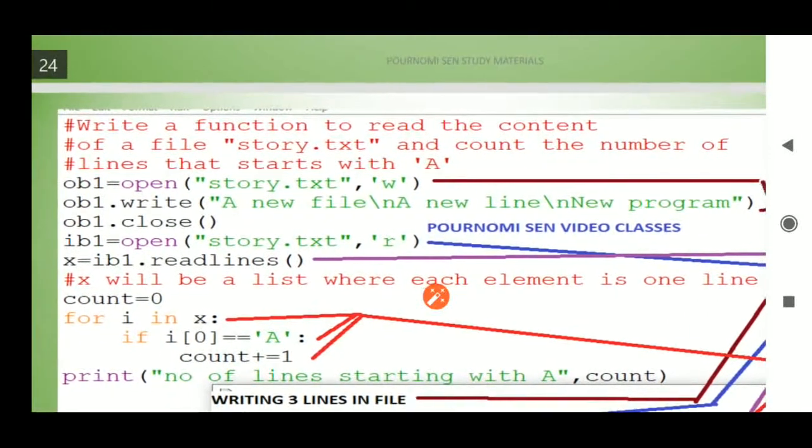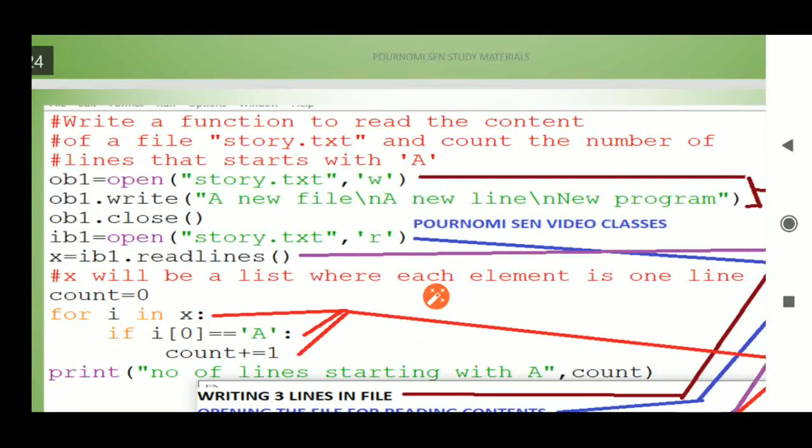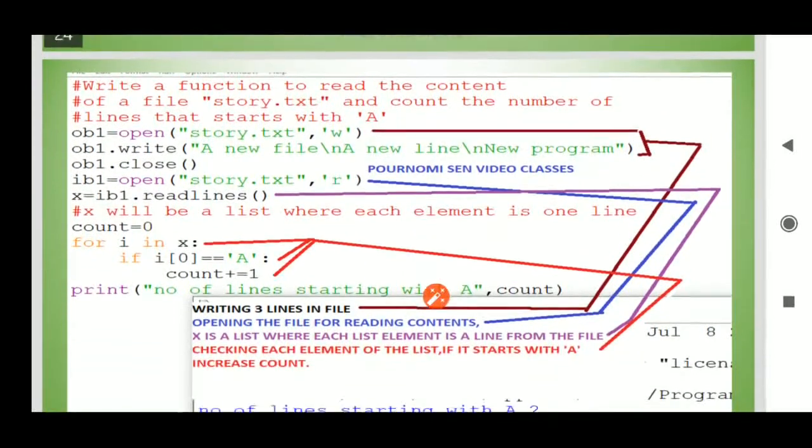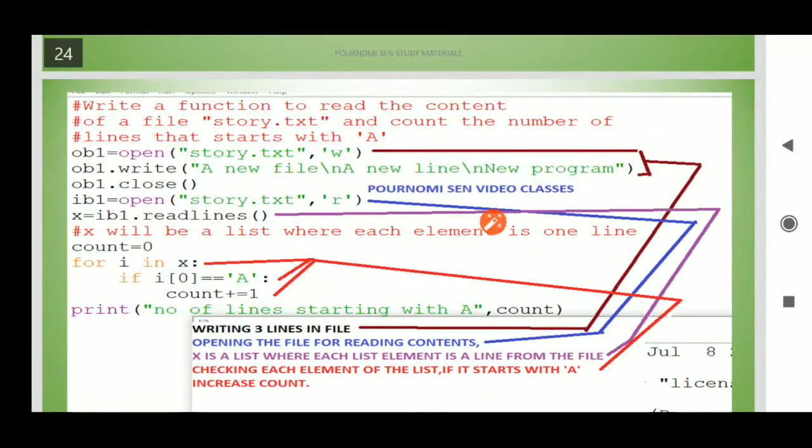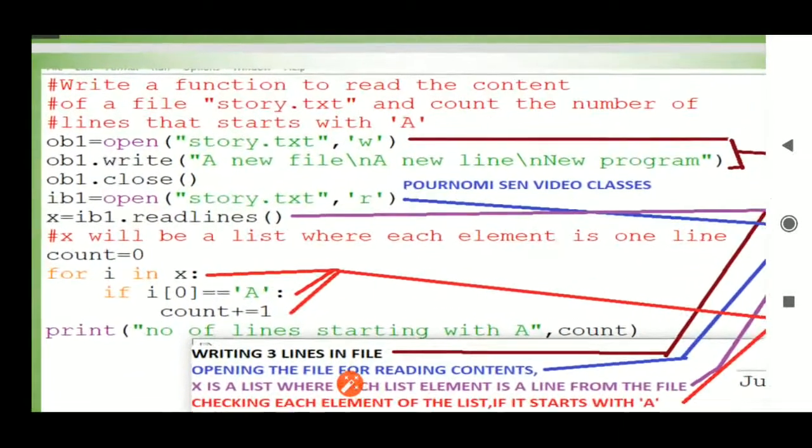Then what we are doing: ob1.close. That means the writing part is done. Okay. So first we are writing 3 lines in the file, as you can see here. Next, what we are doing: ib1.